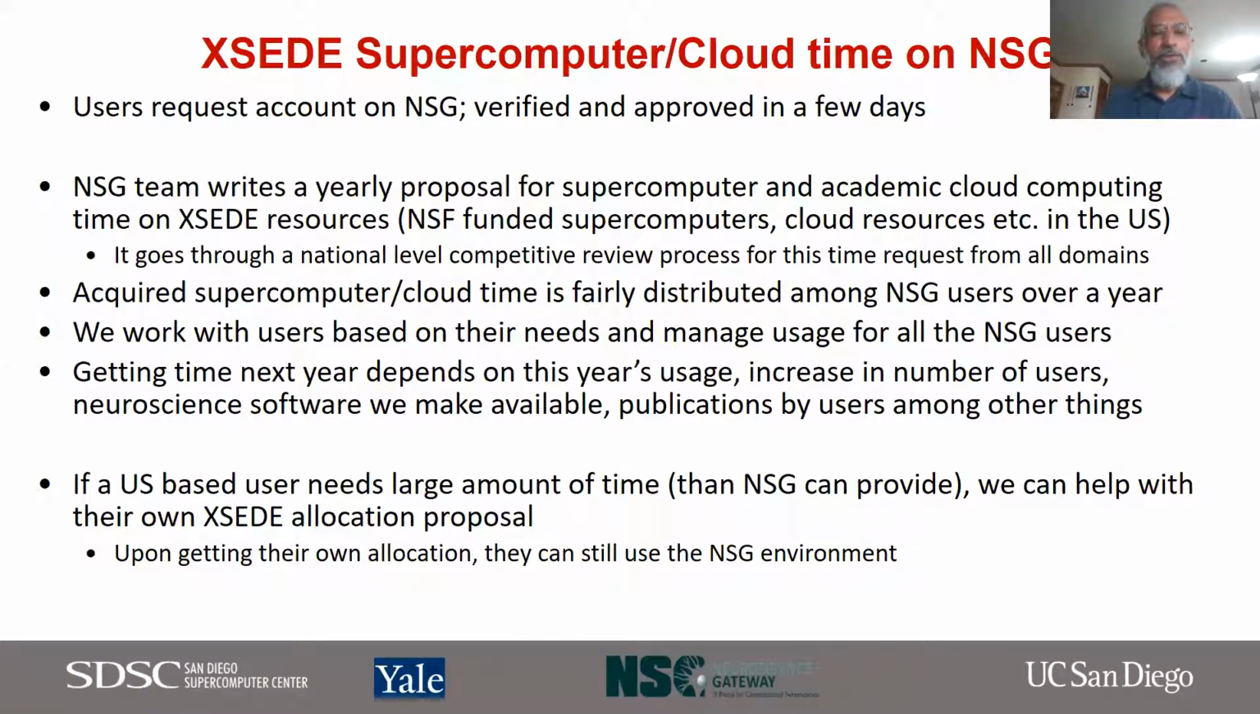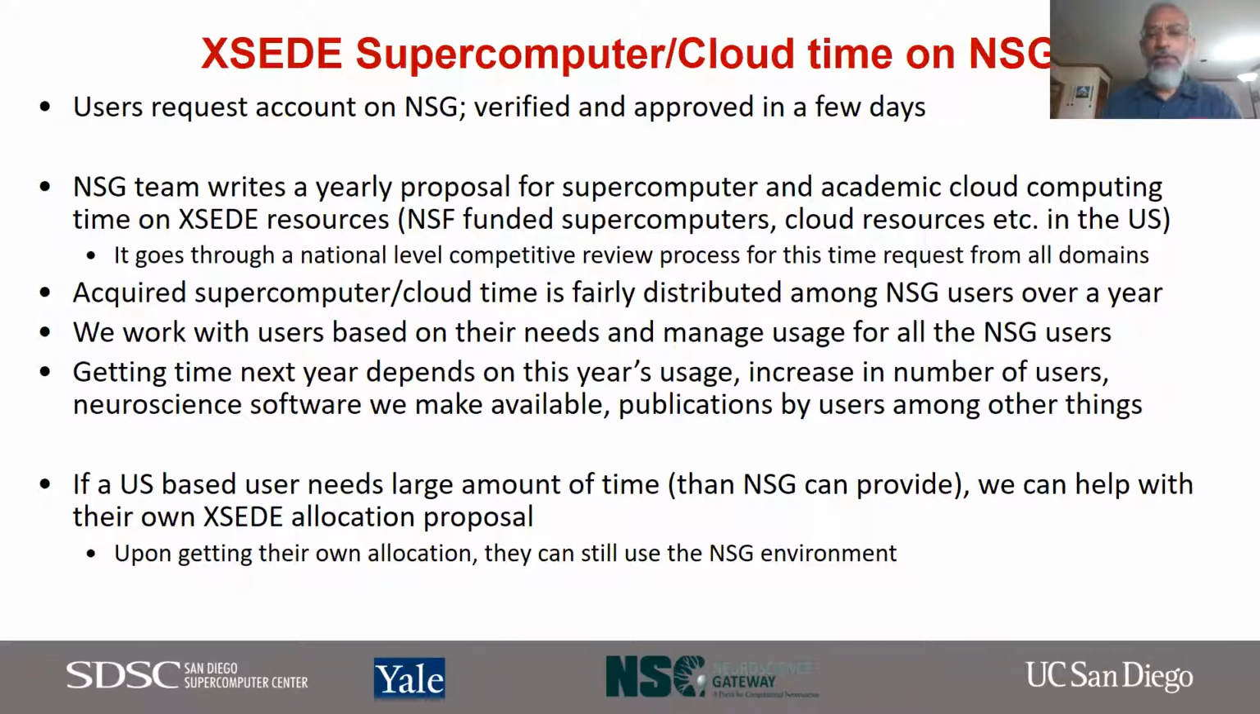But the question is, how does the supercomputer time come, given it's free and open to everyone? What happens is the NSG team writes an allocation proposal every year on behalf of the neuroscience community, that is all of you, to get time on these various supercomputers in the US. That allocation proposal goes through a rigorous peer review process, because many disciplines, from physics to engineering to social science to geoscience, everybody competes for the supercomputer time.